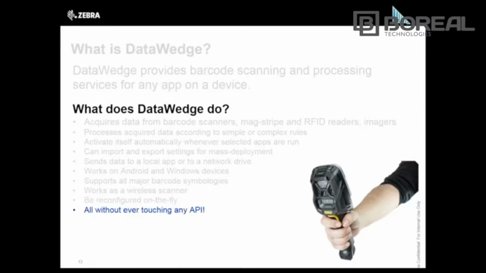All of these features are done without ever touching any APIs. So you can build your app the way you want and never have to worry about being able to access the scanning capabilities of a Zebra device. It's all done for you through Datawedge.